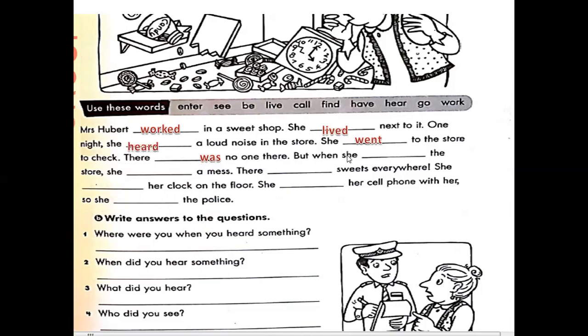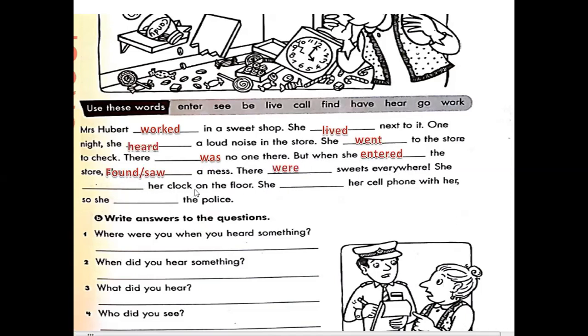But when she entered the store, she found a mess or saw a mess. Both are correct. There were sweets everywhere. Yes, there were.